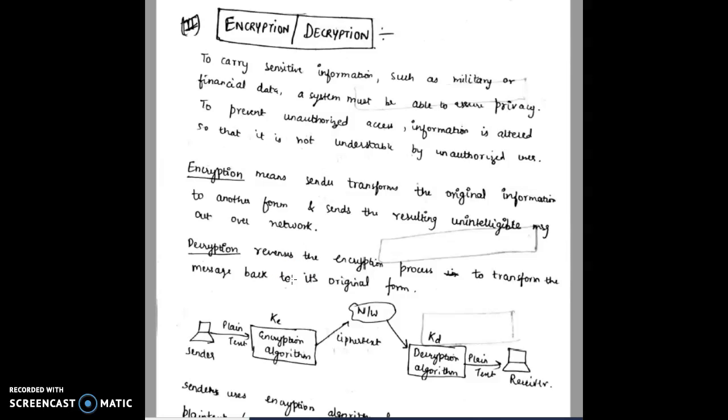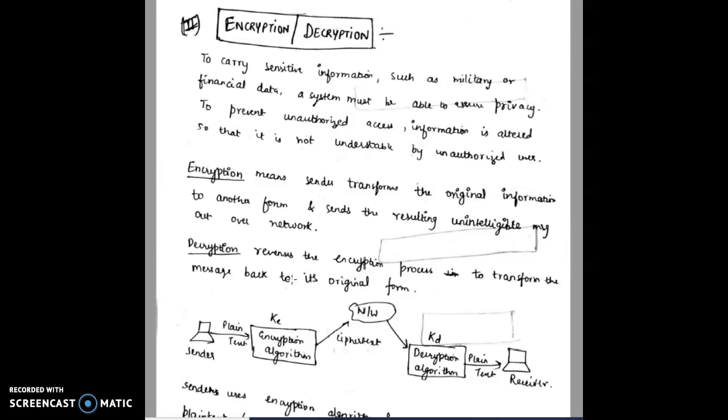So the important keywords here are plain text, your original message, and encrypted text, the text which is converted from the plain text. For this conversion, you need an encryption algorithm and a decryption algorithm, and also an encryption key and a decryption key. We'll discuss these encryption and decryption keys in detail.